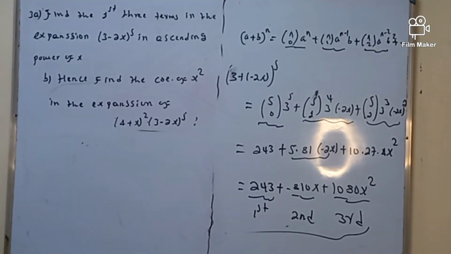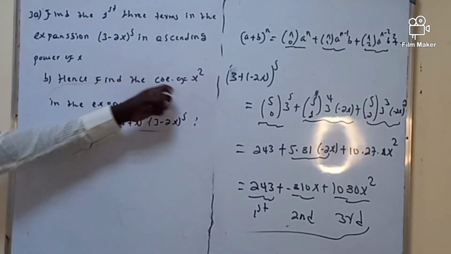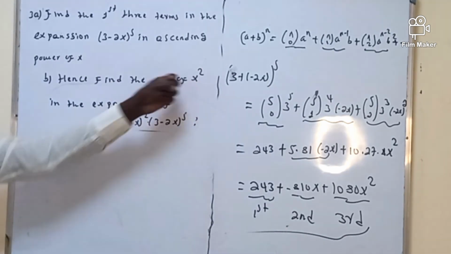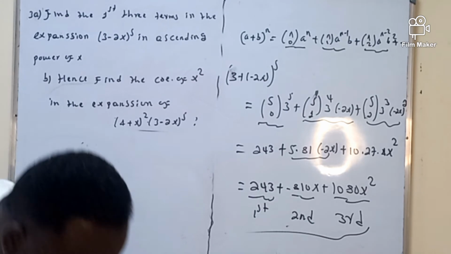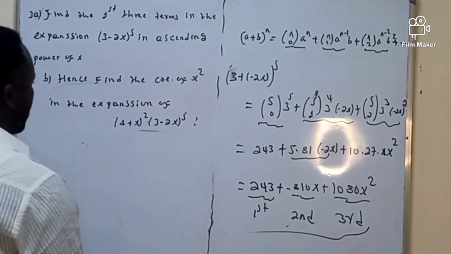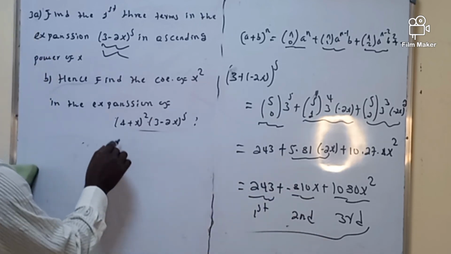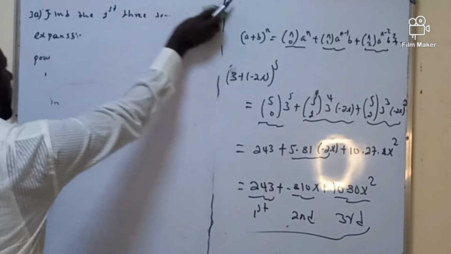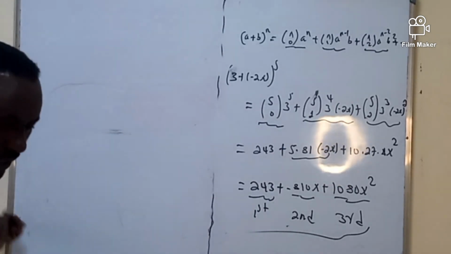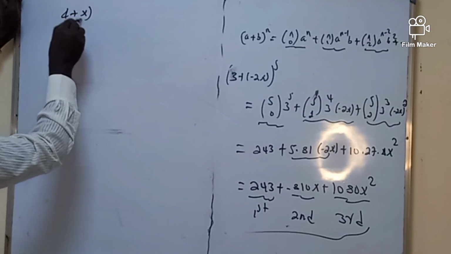Now comes the second problem. The second problem says: find the coefficient of x squared in the expansion of this one. In the expansion of this one. First of all, what does this mean? Now the expansion of this is already done this way. And first let me expand 4 plus x the whole square. Look how we are going to find 4 plus x the whole square.